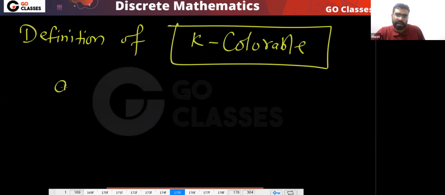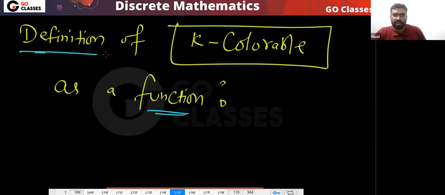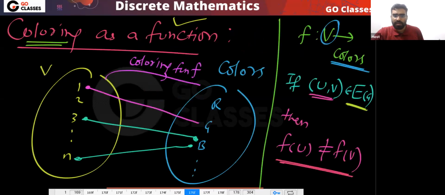Definition of K colorable as a function. And what is K? This is the size K, it means this has size K. The number of colors is basically K. How many colors do you have? Total K colors you have. Then we will call it K colorable.